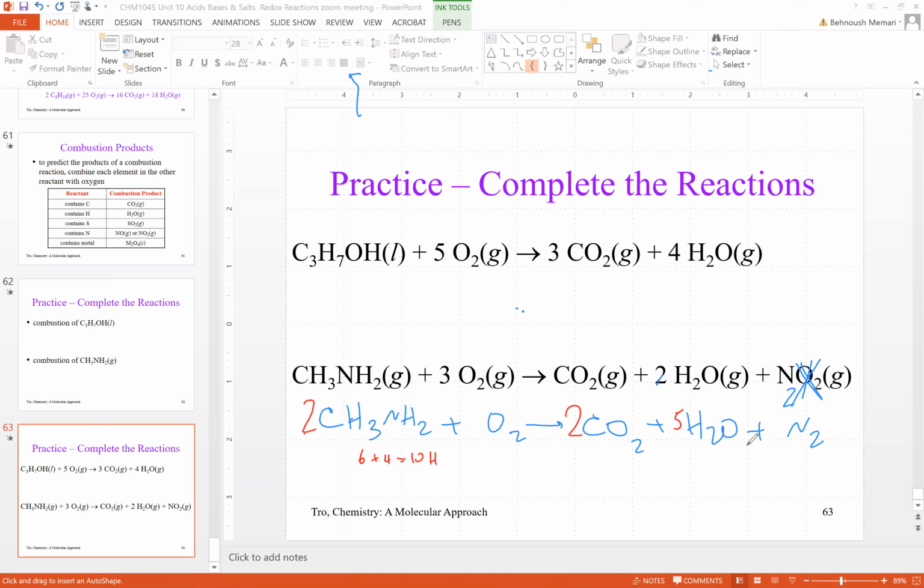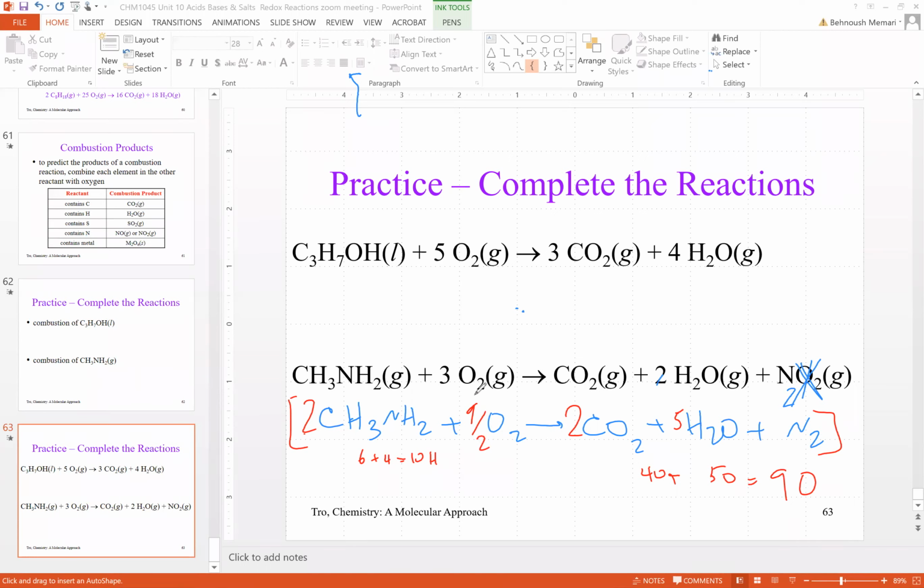The last thing I need to balance is oxygens. I have 5 oxygens here, 5 O plus 4, so it's going to be 9 oxygens. And for 9 oxygens, I can put here 9 over 2 oxygens to make it 9 oxygens. Now, if we have a fraction as the coefficient, we multiply the whole equation by the denominator to get rid of this fraction.